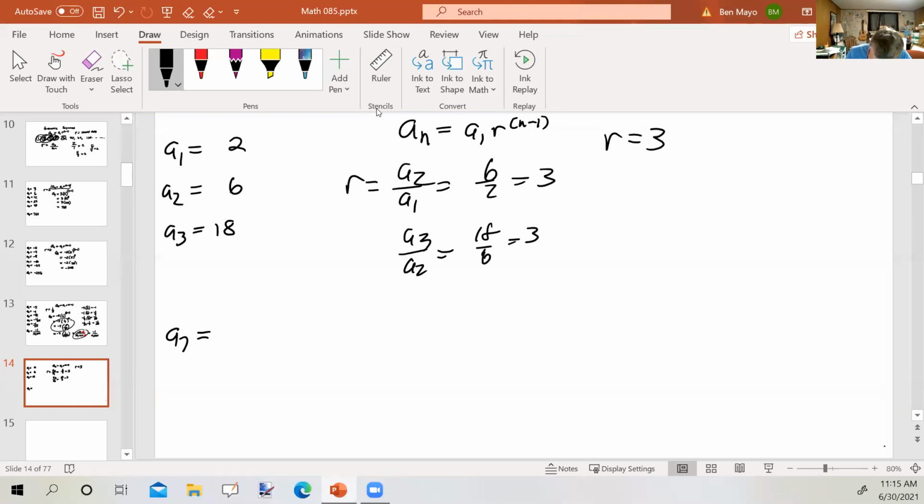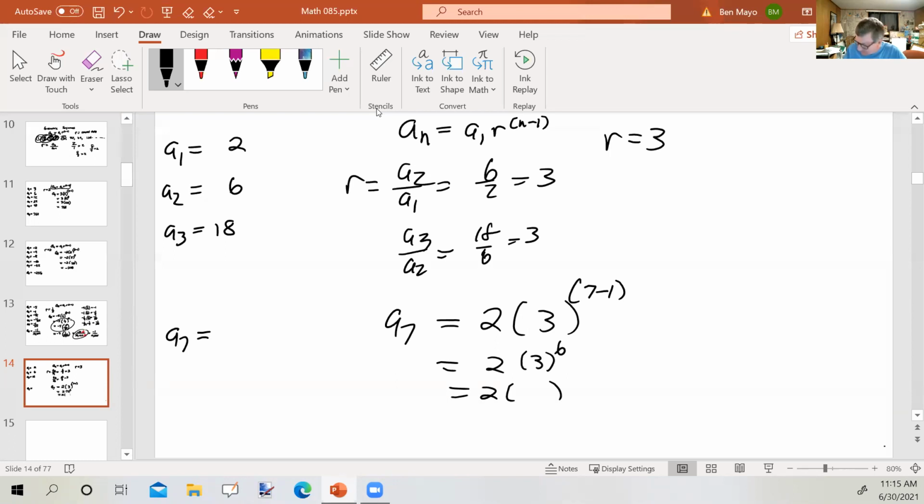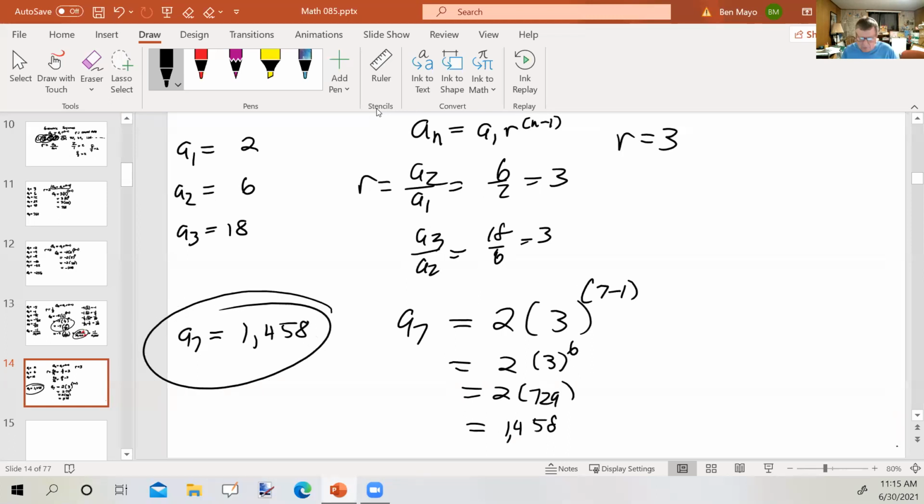I promised I wasn't going to keep asking. Sorry. So a sub 7 is going to be a sub 1 times the common ratio to the 7 minus 1 power, which is 2 times 3 to the 6th, which is 2 times 3 to the 6th power, which is 729, and that times 2 is 1458. So a sub 7 is 1458.